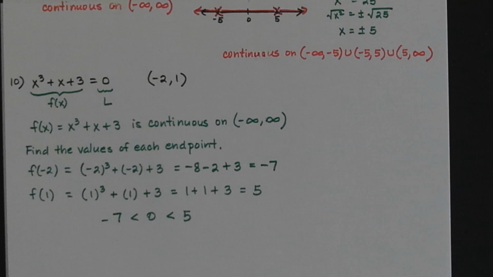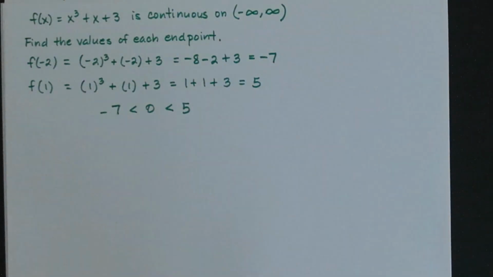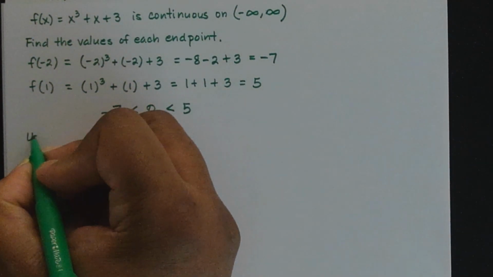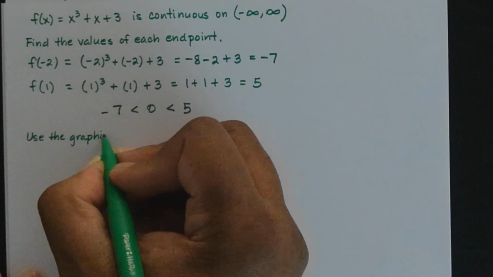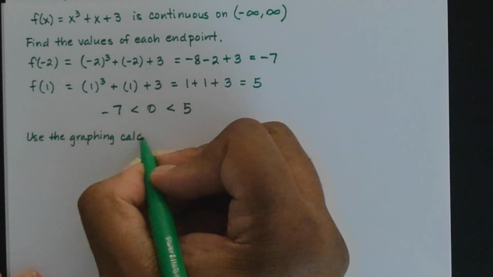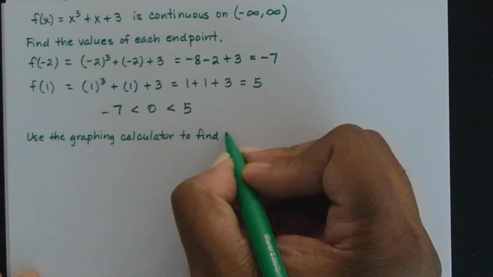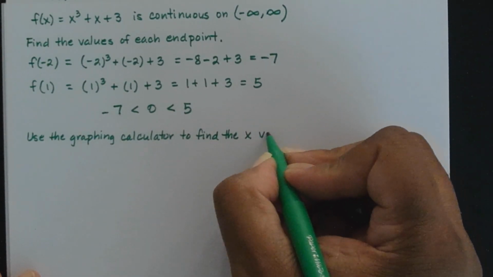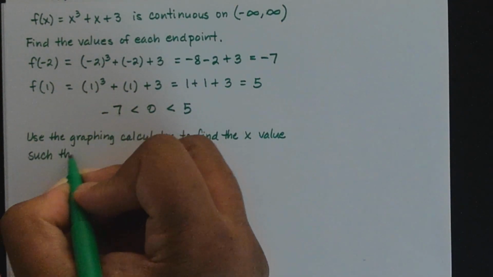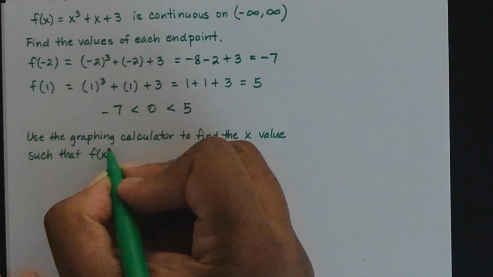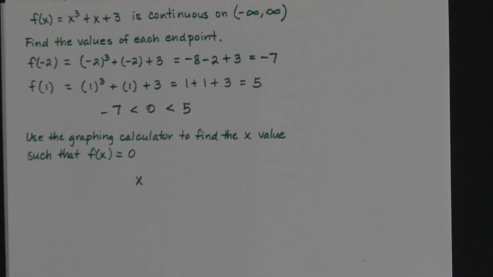Now we're going to find out what that x value is using our graphing calculator. So I'll just say here, use the graphing calculator to find the x value such that f of x equals 0. Okay, so let's use our graphing calculator for this.